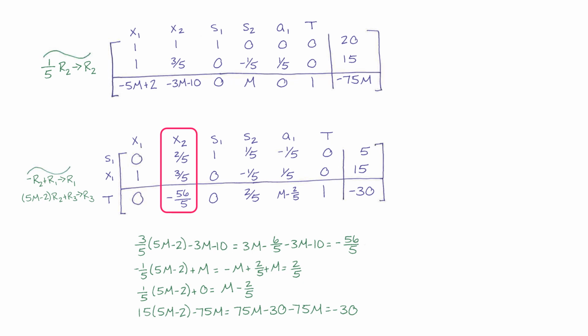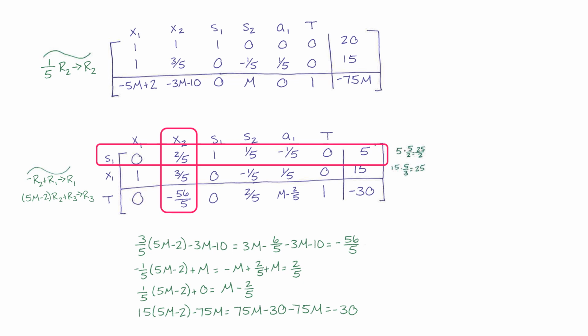Now, because everything above the bottom row is positive, I'm going to have to compare the quotients to figure out which row to pivot. So I divide 5 by 2/5. So that's the same thing as saying 5 times 5/2. So that gives me 25/2, or 12.5. 15 divided by 3/5 is the same thing as multiplying 15 by 5/3, and that gives me 25. So row 2 is 25. Row 1 has a quotient of 12.5, so row 1 is the pivot row.